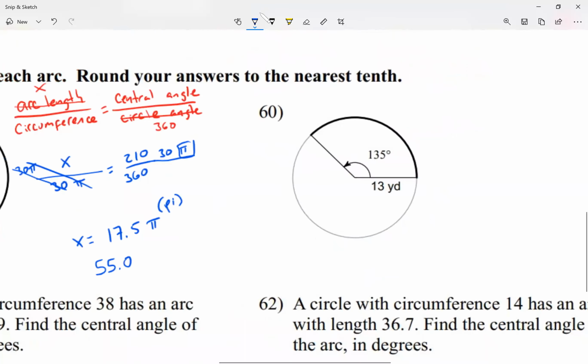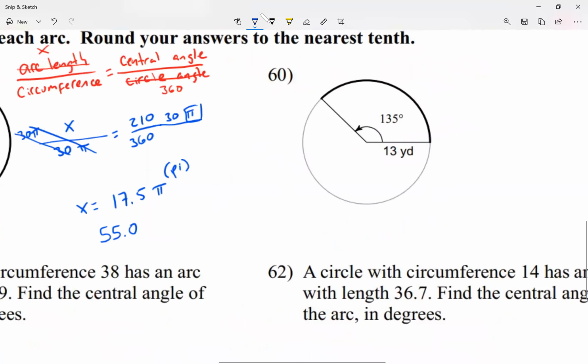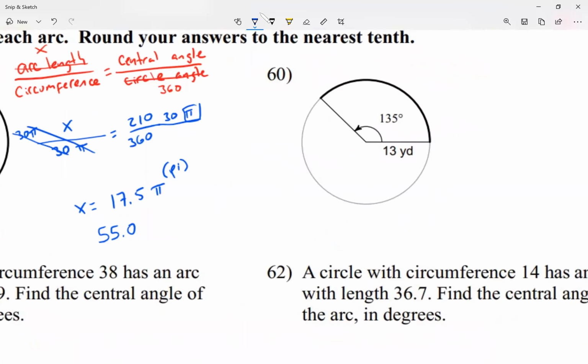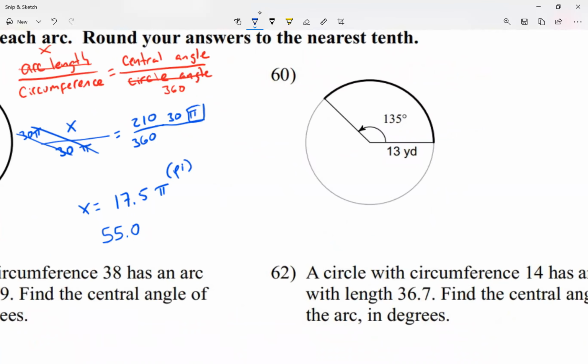All right, let's take a look at number 60. You guys see the formula on the top left of our screen. So the arc length, I have no idea what the arc length is. So X over, my radius is 13, so the circumference is going to be 26 pi, radius times 2. The central angle is 135. The whole circle is 360.